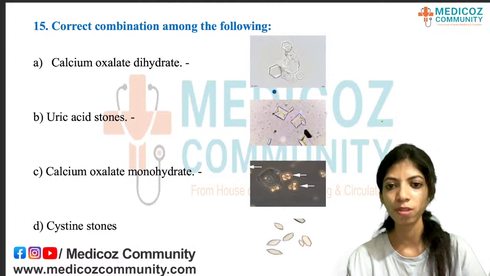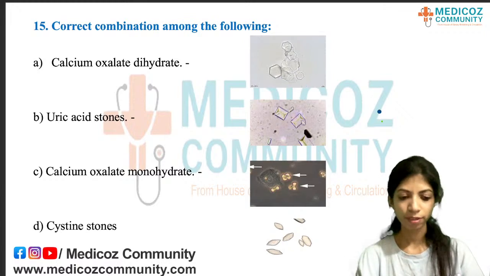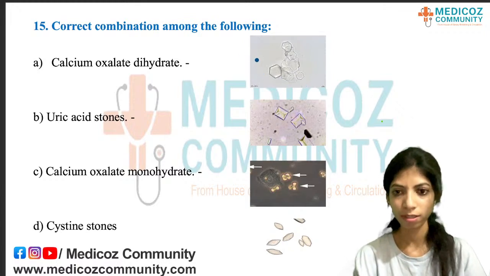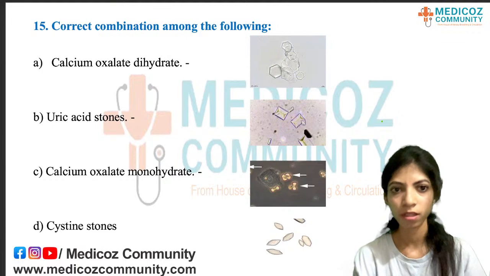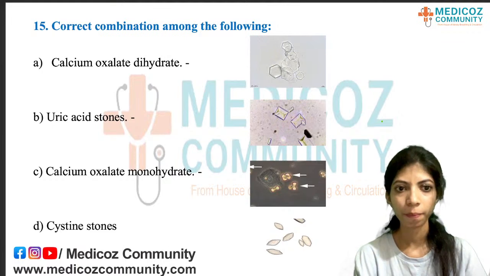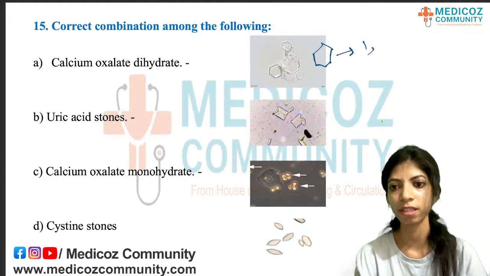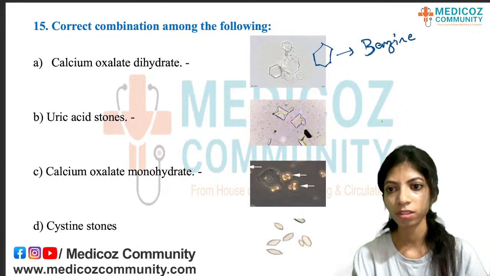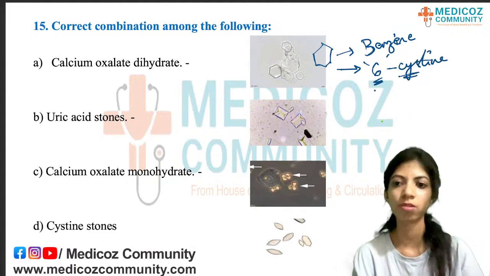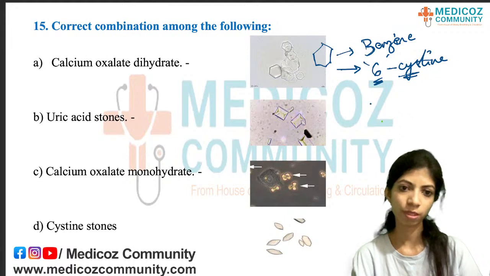So what are these? These are the renal stones and their shapes. So first of all, let us see what is the shape of this first one. This first one is hexagonal, benzene ring like stones. This is six-sided, no? You remember it as cystine. Cystine is six, it sounds like six, no? So this is for cystine stones.